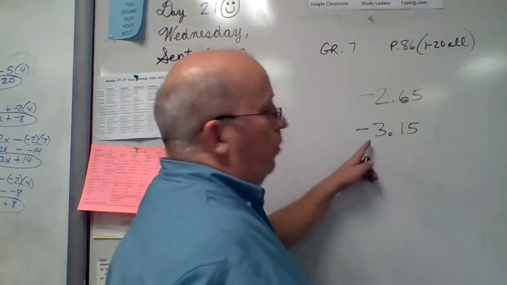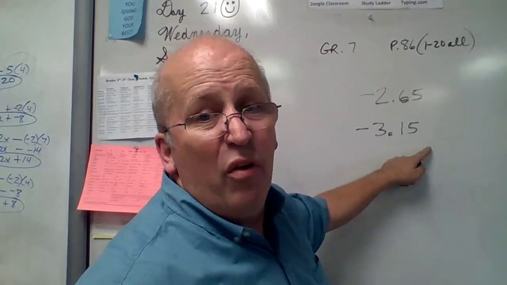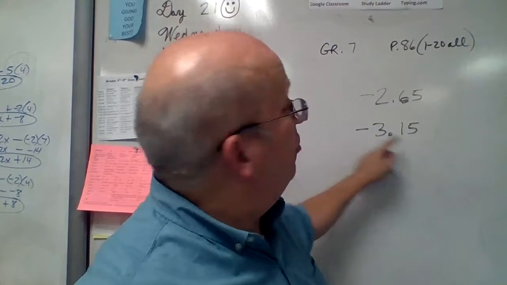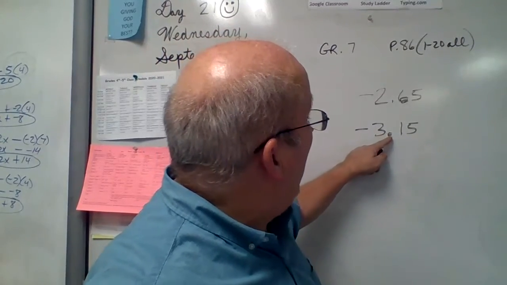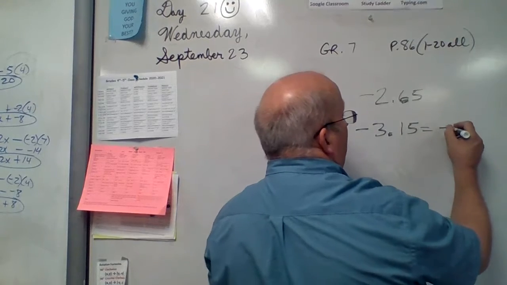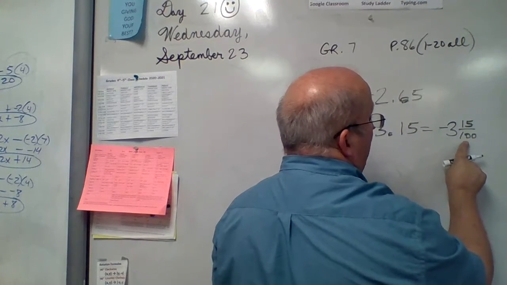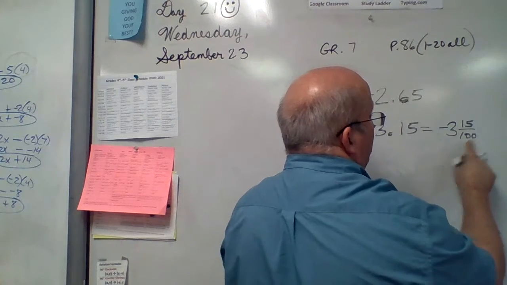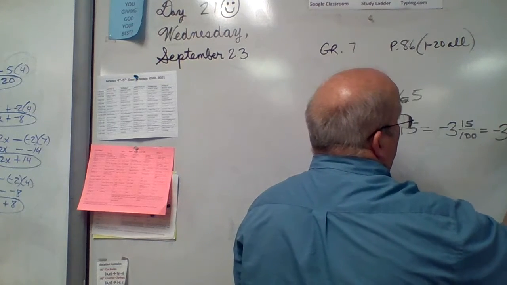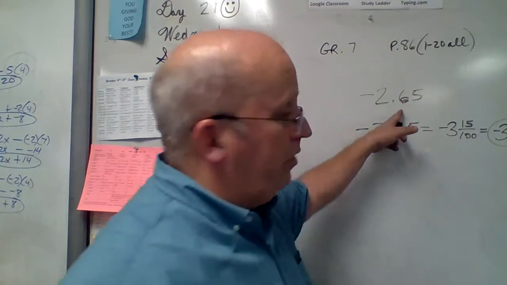Well, one way to read this is to say -3.15. But a more accurate way is to say -3 and 15/100ths. And guess what? That is the fraction form for this. Now, can I simplify this? Sure. Divide by 5. And when I do that, I get this as my answer. So that's what they want you to do with this one.